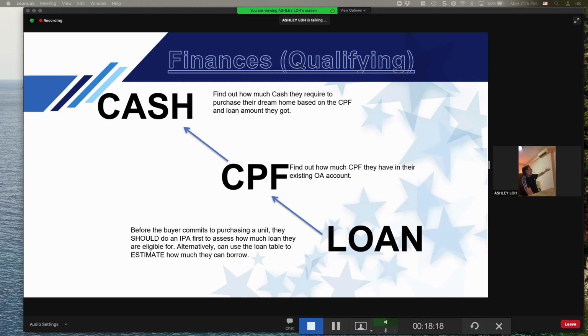Alternatively, you can just use our own PropNex app. That is a conservative figure. Or you can use the loan table that we have, the one that I showed earlier on in this session today. You can use that to estimate how much you can borrow. Because at the end of the day, we as agents are supposed to do safe figure calculations for them in the first place. Okay, moving on.